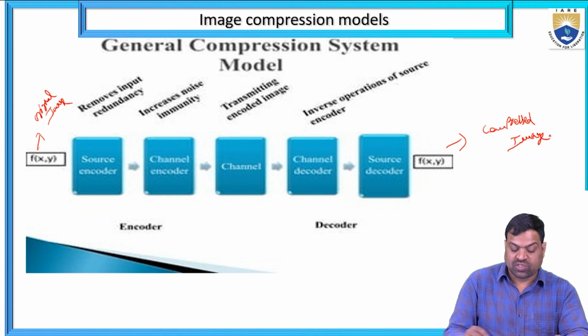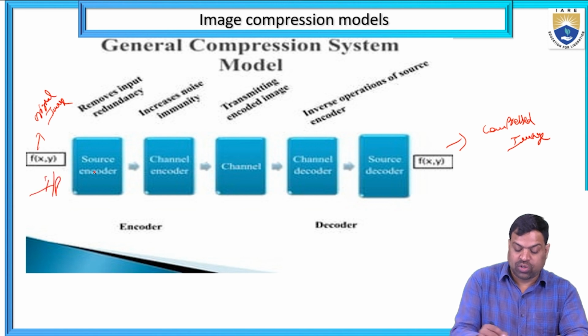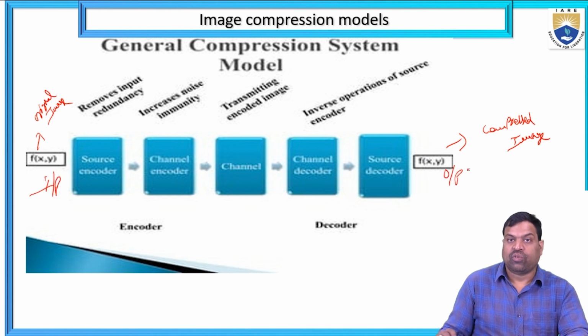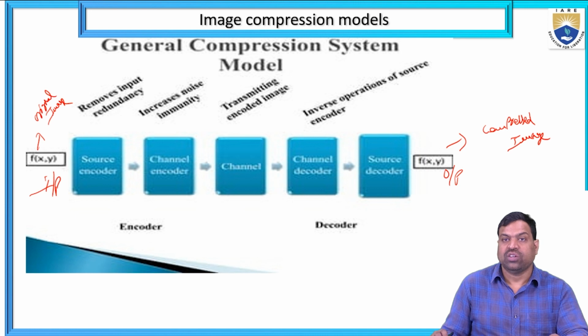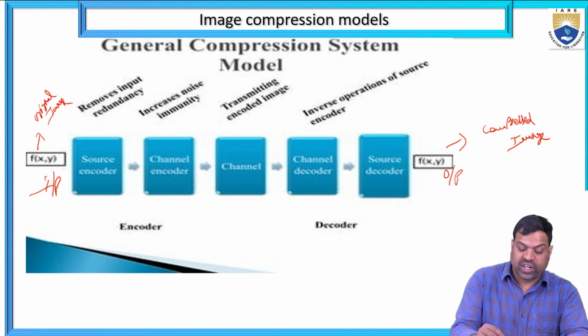So what are the stages from input to output? What are the stages from the original image to the compressed image? The input is f of x comma y, converting to the source encoder. What is the use of the source encoder? It removes the input redundancy.